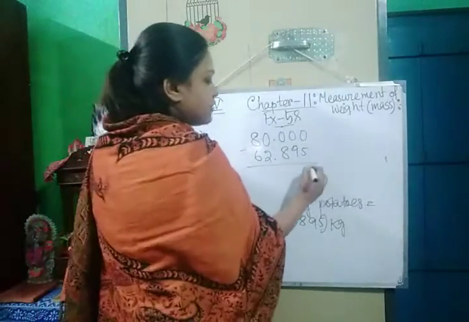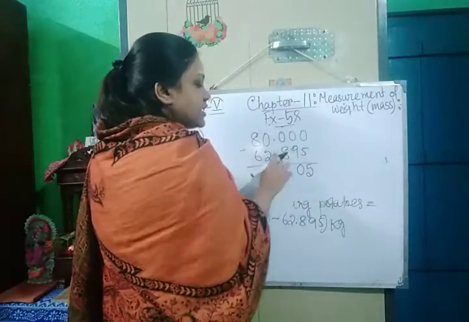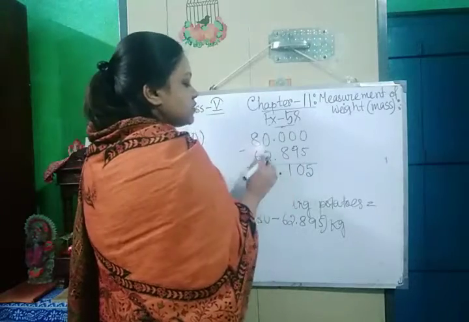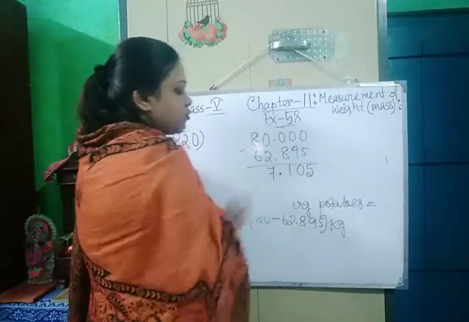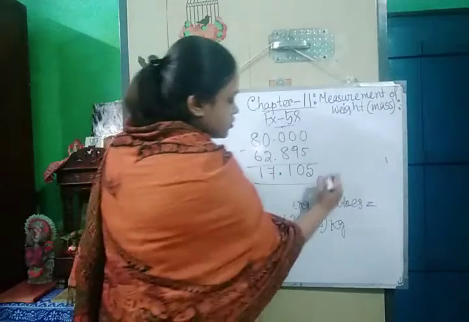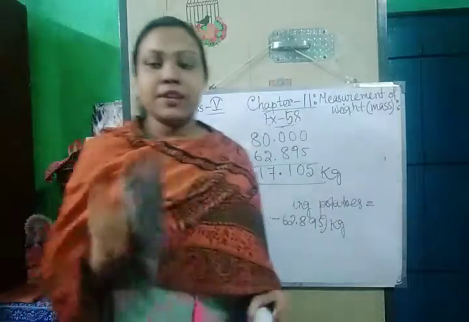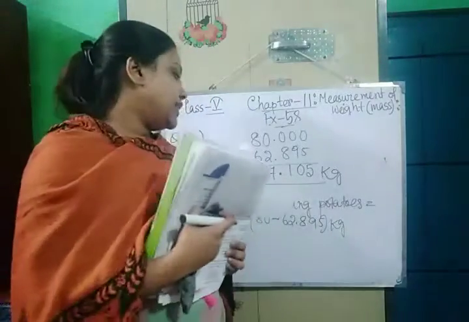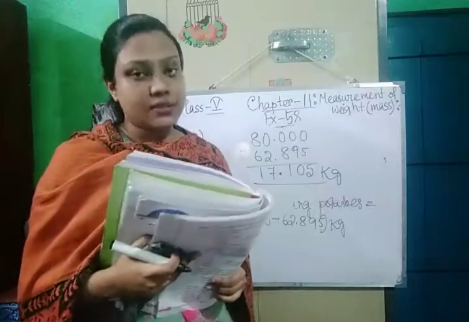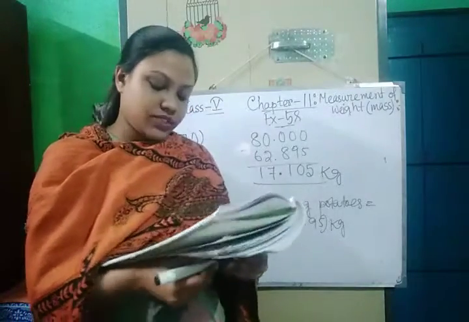10 minus 5, 5, 1 in hand. 9 plus 1, 10, 10 minus 10, 0. 1 in hand, 8 plus 1, 9, 10 minus 9, 1. Again 1 in hand, 2 plus 1, 3, 10 minus 3, 7. 1 in hand, 6 plus 1, 7, 8 minus 7, 1. So 17.105 kg potato is remaining with the vegetable seller, or 17 kg 105 gram potato is remaining with the vegetable seller. Okay, I hope this is clear.